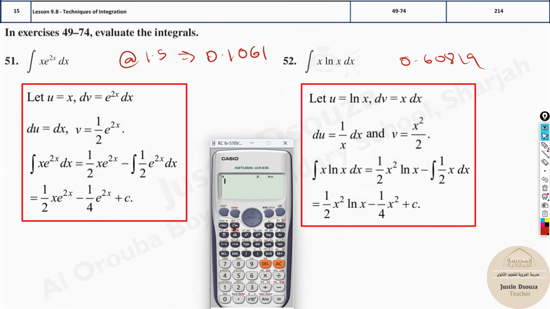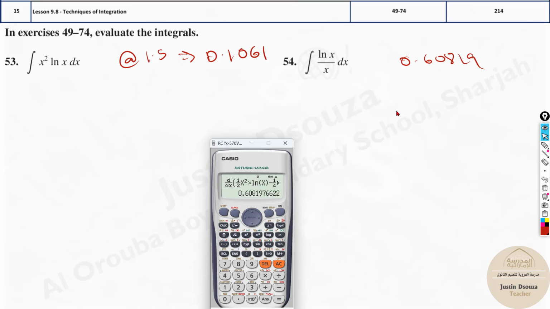Press shift dy by dx and then type it out. 1 by 2, it's over here x squared, multiply it with natural logarithmic x, close the bracket. Now it's very important, if you open a bracket inside, close it as well. There are already two brackets initially, but you need to open and close properly. Minus 1/4, and over here you need to just put x squared and calculate at x equal to 1.5. That's the answer, it matches. It should match. The correct answer will always match.